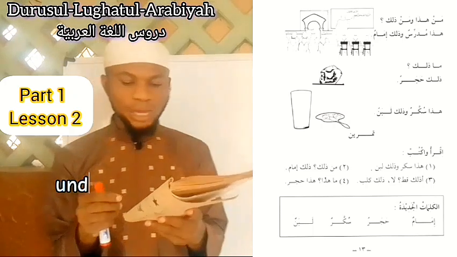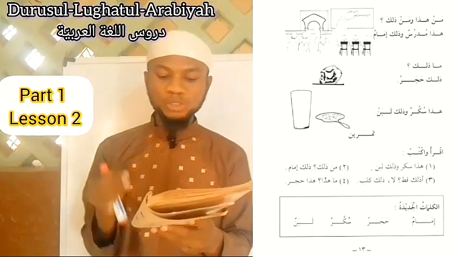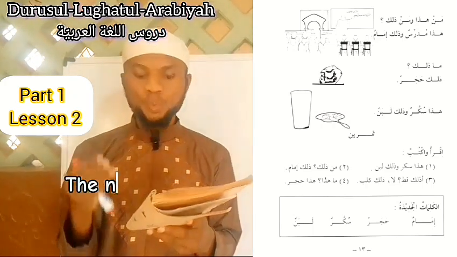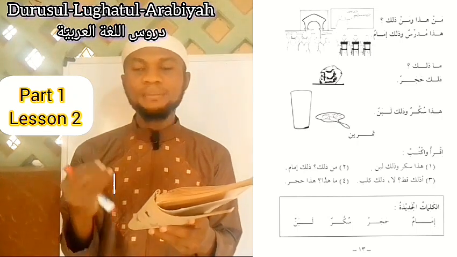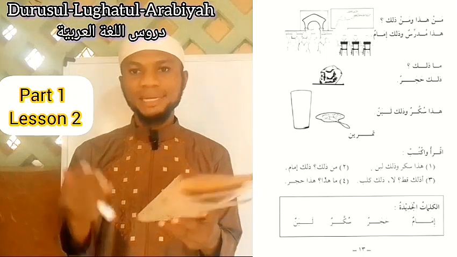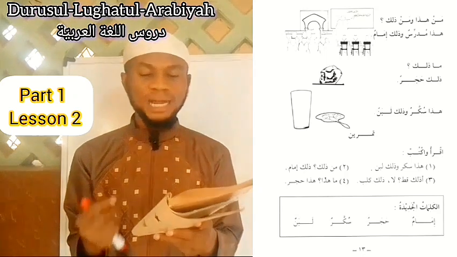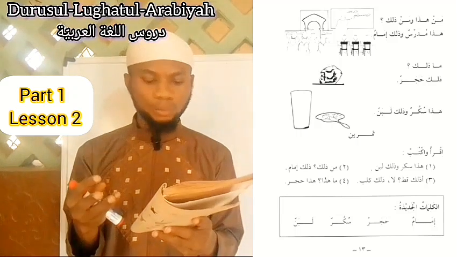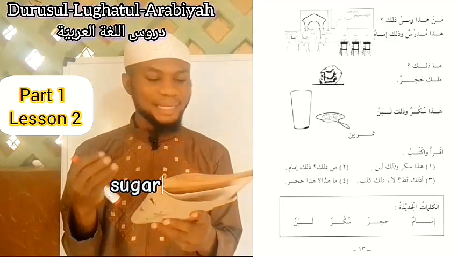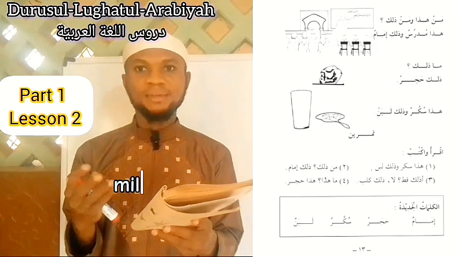Now, under it we have al-kalimatu jadidah, the new words. Imam, that is the leader. Hajar, stone. Sukar, sugar. Laban, milk.